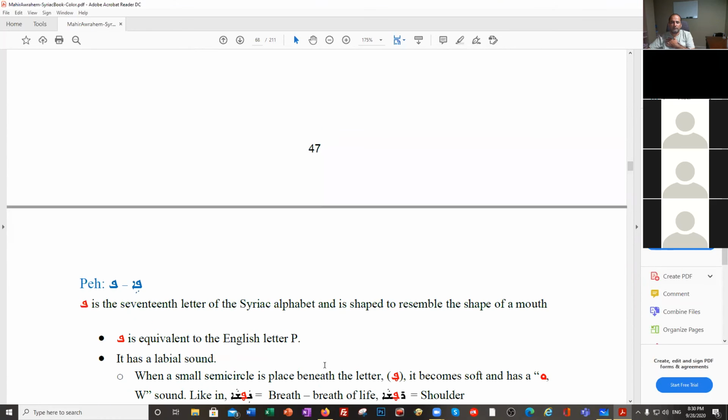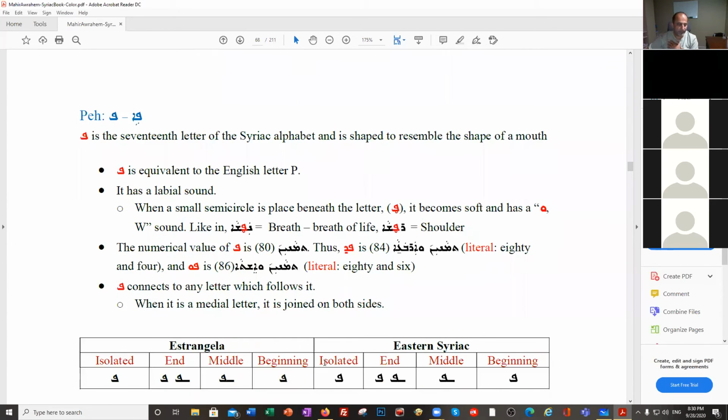Okay, next one is Pe. Pe in Surath, book page 44. Pe is a P in English. However, if I have a circle underneath it, again, it's going to give me the sound of OW, like in nõuša, ruuša.